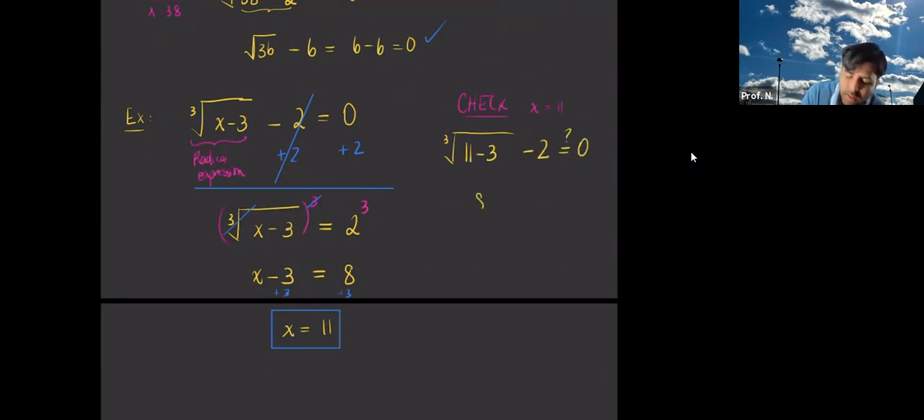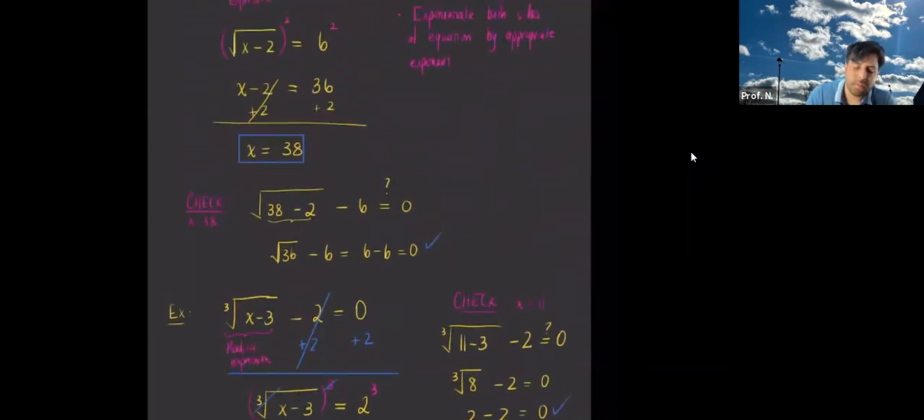11 minus 3 is 8. The cube root of 8 is 2. And so 2 minus 2 does indeed equal 0. Okay, so we checked it out. X equals 11 is indeed the solution.